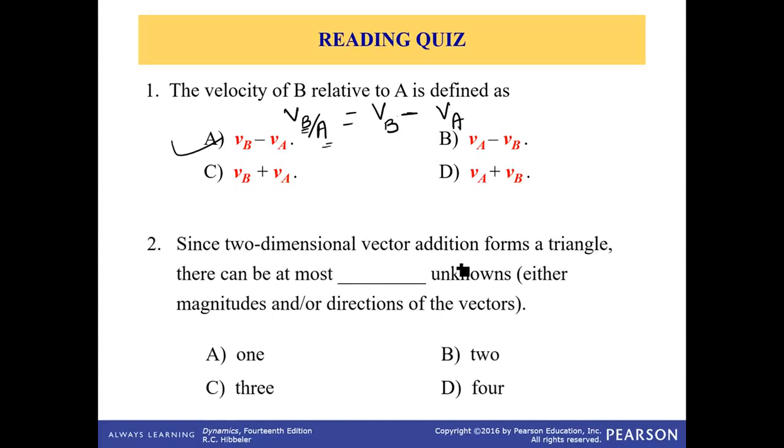Since two-dimension vector addition forms a triangle, there can be at most blank unknowns, either magnitudes and or directions of the vectors. Okay, so there can be up to two unknowns.